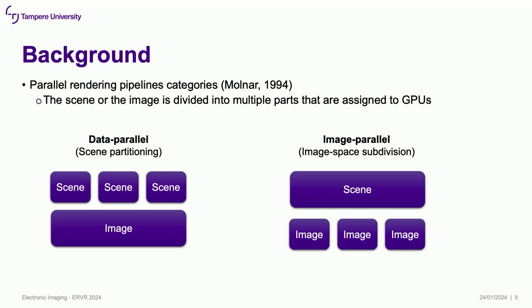Basically, if the scene is your data space, you want to divide your data space into multiple subspaces. So here, if you have 3 GPUs, we just divide the data space into 3 subspaces, and then we assign each of those subspaces to the GPUs. Then all the GPUs will, however, render in the same image space. In the case of the image parallel pipeline, we will have the same data space for all the GPUs. However, we will subdivide the image into subimages, and we will assign each of those subimages to the GPUs.